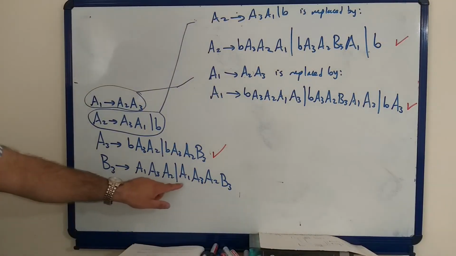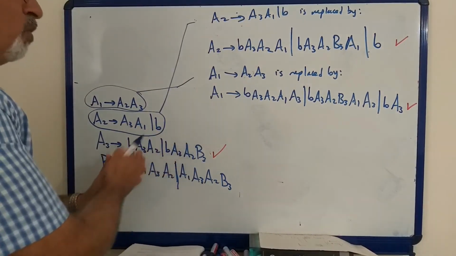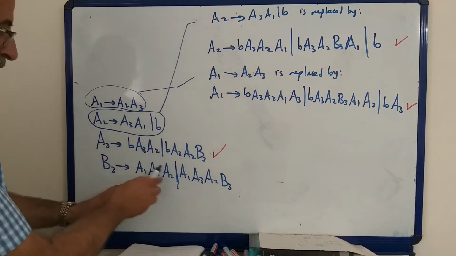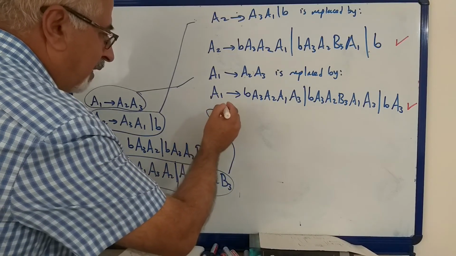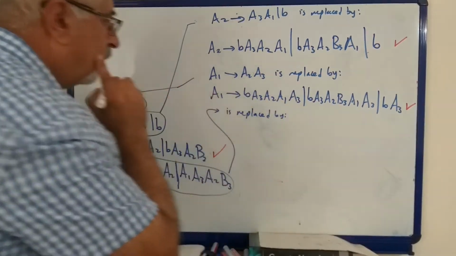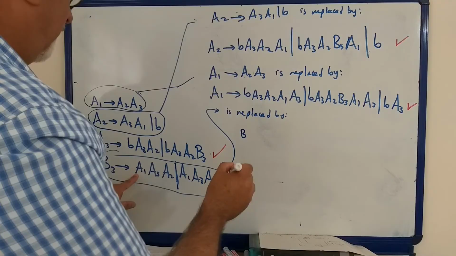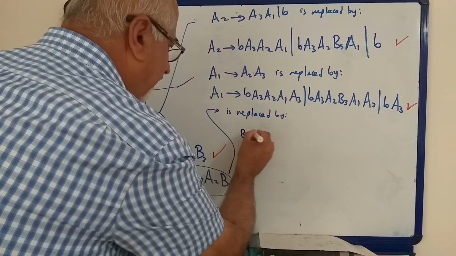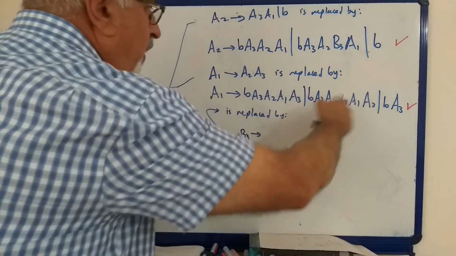B3, A1, I have A1 here. So, where do we have A1 as the leftmost non-terminal on the right-hand side? Here and here. I have 2 here. So, this is replaced by. Now, B3, where will I write it? Can I write it? No, okay. B3 gives.